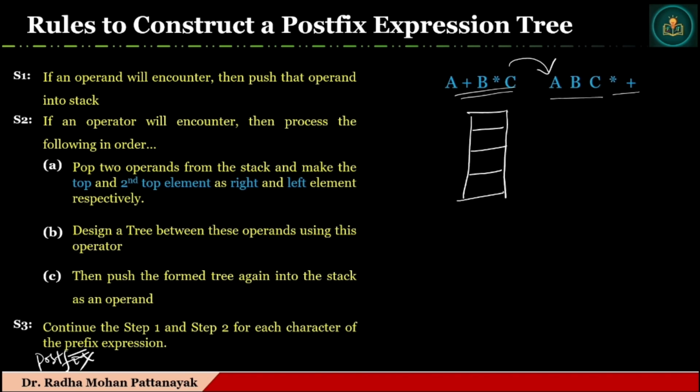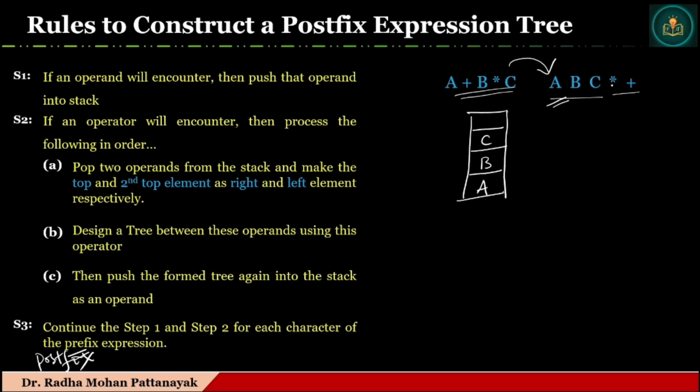So now we'll see. First, we will scan all characters from left to right. What is the first character here? A. So push A into the stack. Why? Because A is an operand. Then B is also an operand, so push B into the stack. Then C is also an operand. Push C into the stack.